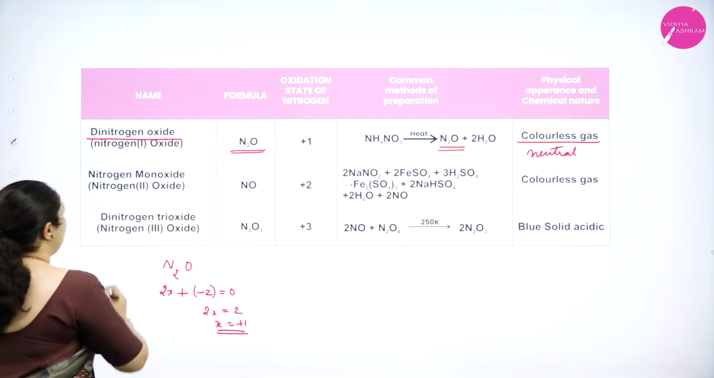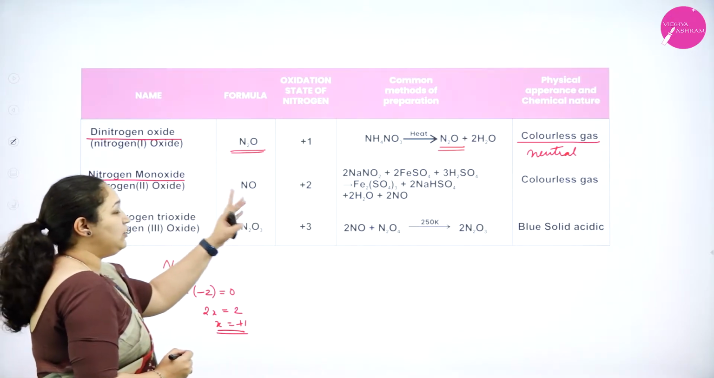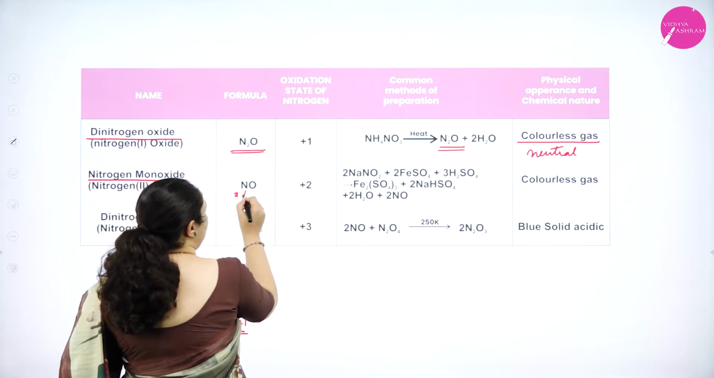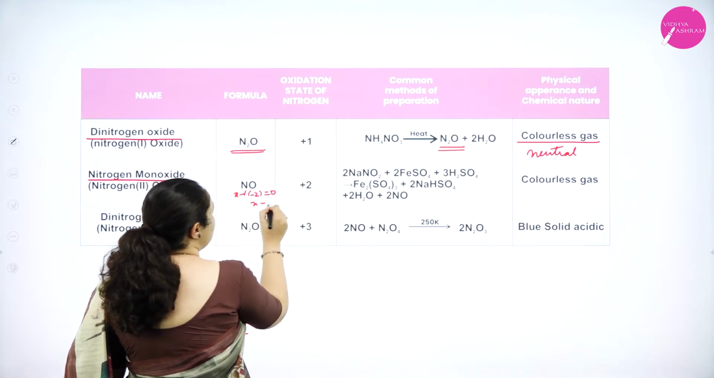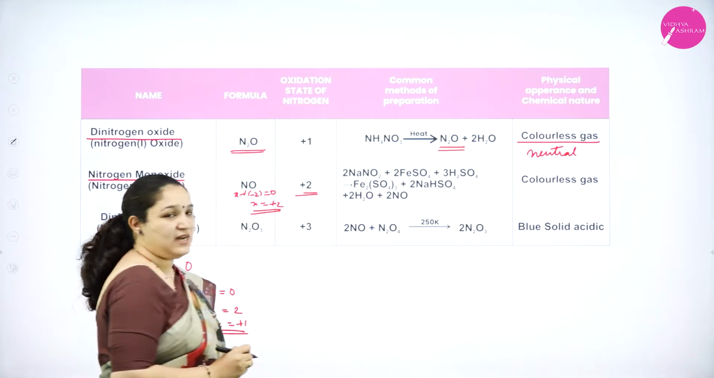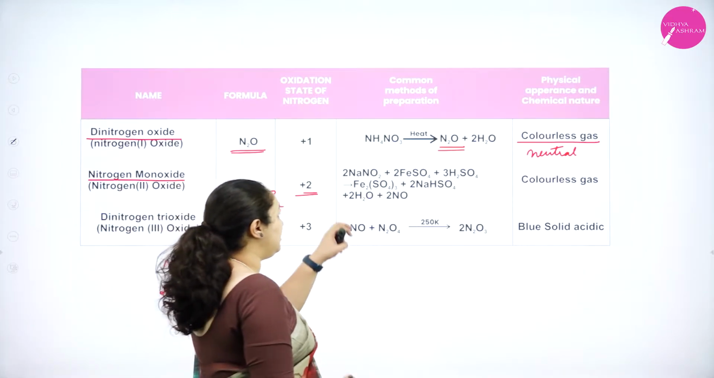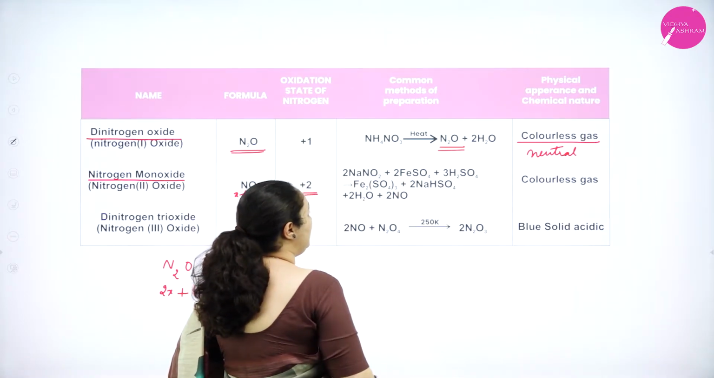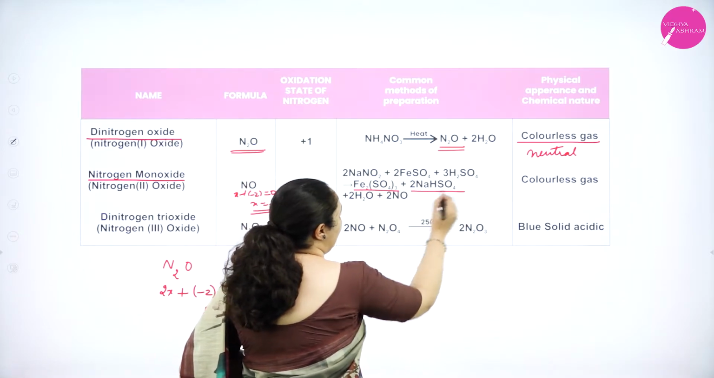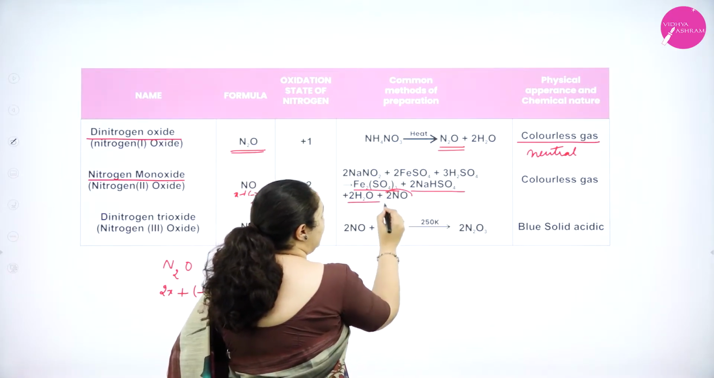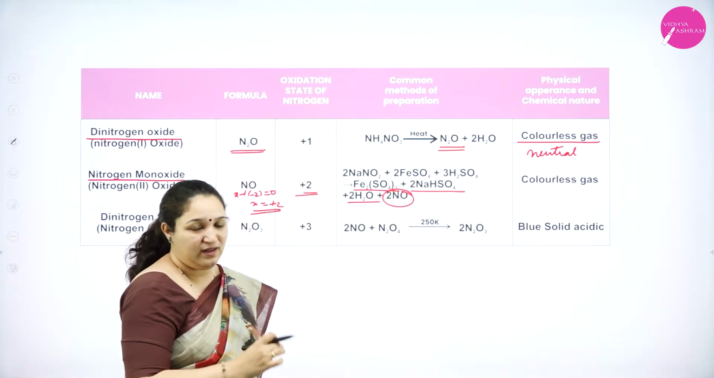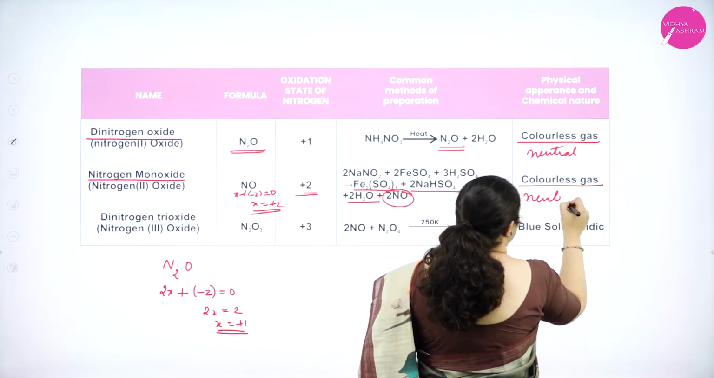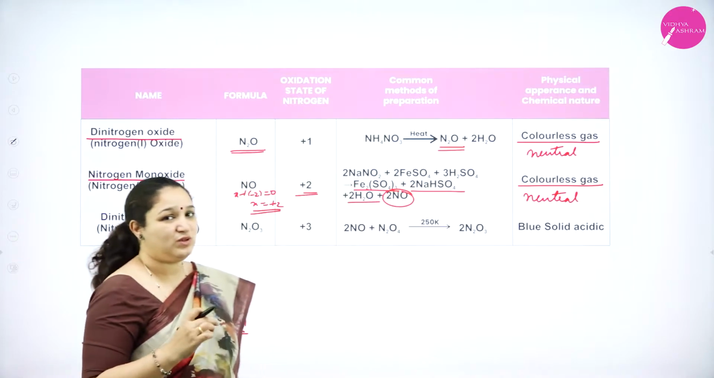Next one is nitrogen monoxide, that is NO, also called nitric oxide. The oxidation state: x plus -2 is equal to 0, x is equal to +2. So oxidation state is +2. How are we manufacturing it? You take NaNO2, treat it with ferrous sulfate and sulfuric acid, you will get ferric sulfate, NaHSO4, H2O, and the gas which is liberated is nitric oxide, and it is also a colorless gas and it is neutral. It is not acidic, it's a neutral gas.